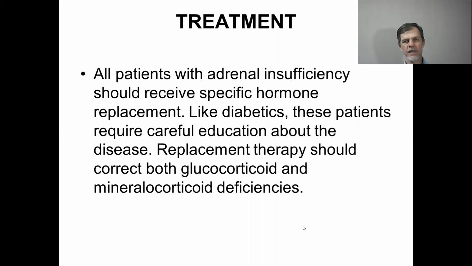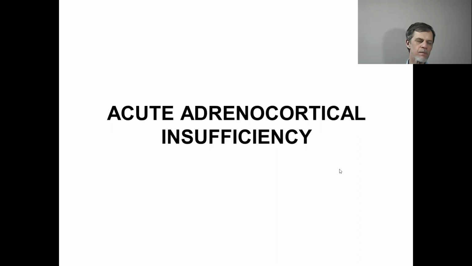So again, like diabetics, patients require careful education about the disease, and replacement therapy should correct both glucocorticoid and mineralocorticoid deficiencies, because in most cases we deal with primary insufficiency, and in primary insufficiency we have low production of both glucocorticoids and mineralocorticoids, and that's why we should give our patients glucocorticoids and mineralocorticoids. And of course, patients should take these remedies forever.